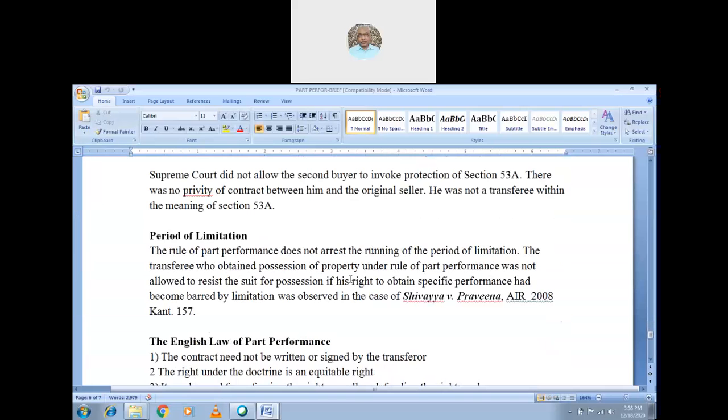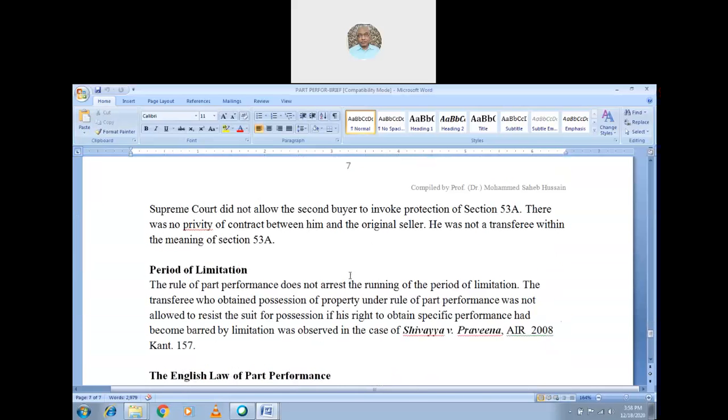Once we have said it, the transferee will claim the protection. What is the period of limitation? Yes, we will see the period of limitation. The rule of part performance does not arrest the running of the period of limitation. The transferee who obtained possession of the property under the rule of part performance was not allowed to resist the suit for possession if his right to obtain specific performance had become barred by limitation, as observed in the case of Shivaraya versus Pravina.